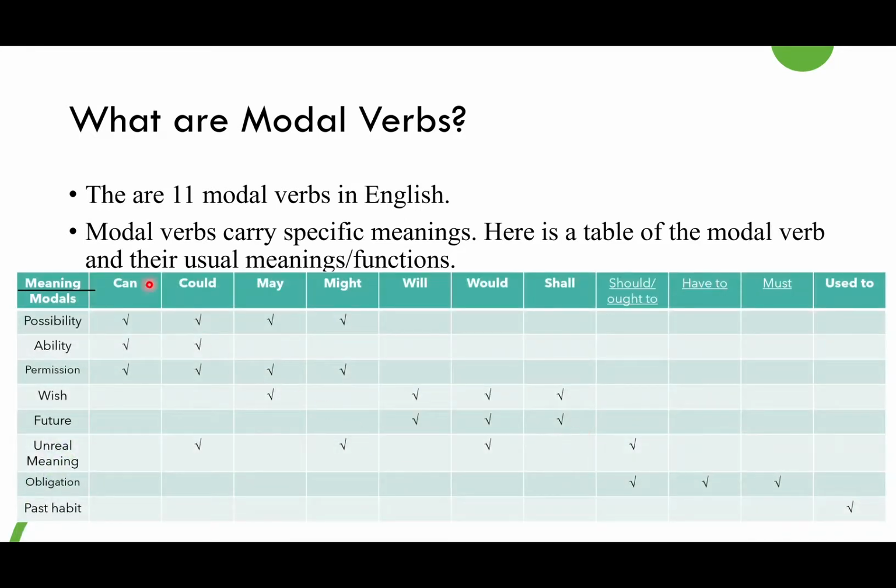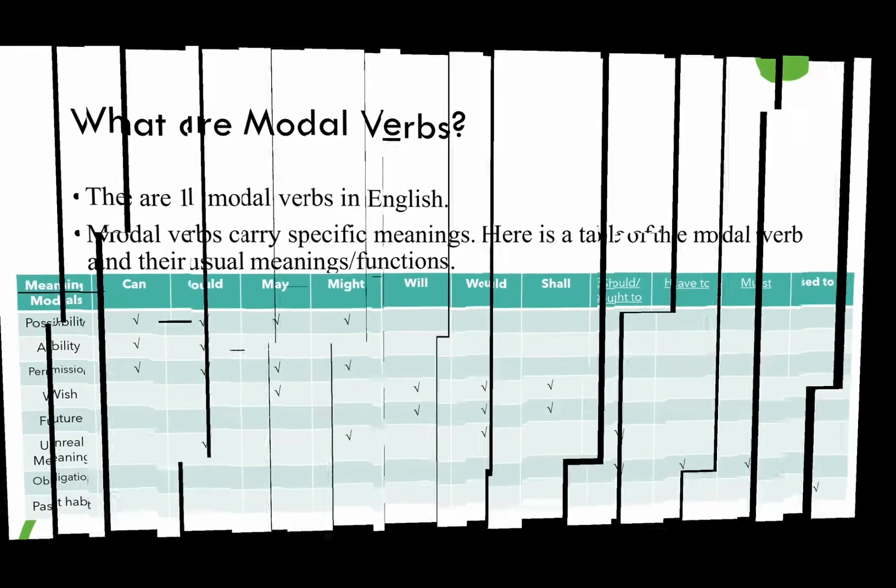Now you can see the 11 modal verbs are can, could, may, might, will, would, shall, ought to, have to, must, and used to. The meanings include possibility, ability, permission, wish, future, real meaning, obligation, and past habit. But let's look at should and ought to.